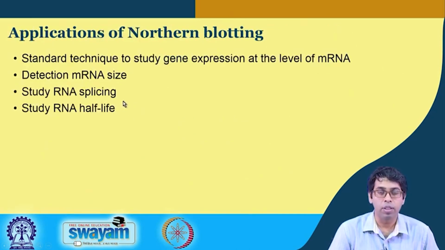Northern blotting, which is for detection of RNA sequence, has again widespread application. One of the most important applications of Northern blotting is to study the expression of a particular gene at the mRNA level. So, if we want to see whether a particular gene is expressed under a certain condition or not, we can use Northern blotting, and we will see yes, the mRNA of that gene is produced under this condition. We can also detect the size of a particular mRNA, we can study RNA splicing, and we can also study the half-life of a particular RNA. It can be mRNA, it can be some other types of RNA.